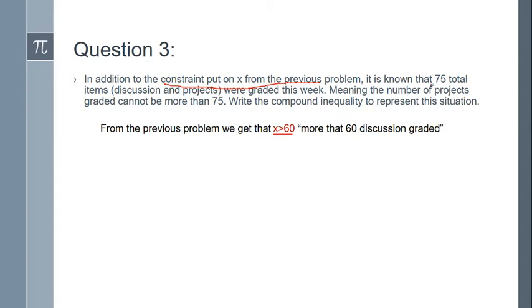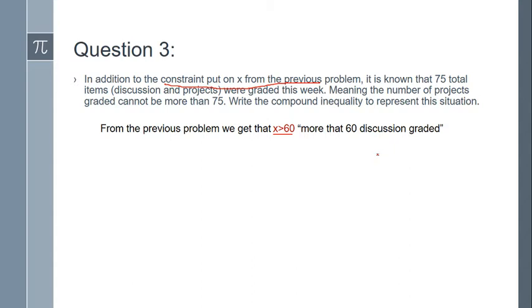It is also known that 75 total items, including discussions and projects, were graded this week, meaning that the number of projects graded cannot be more than 75. Clearly not, right? If there's a total of 75 items graded all together, then the number of projects graded cannot be more than 75. Write the compound inequality to represent this situation.